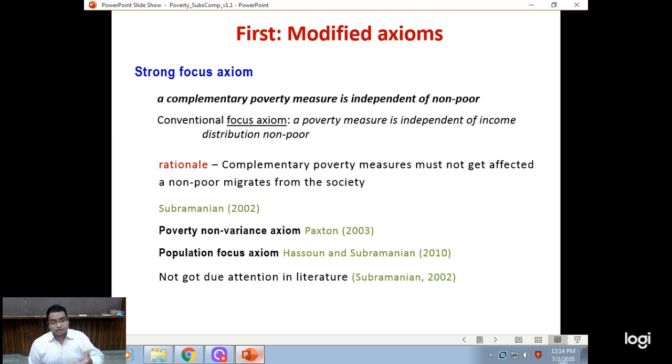To my knowledge, this axiom was first reported by Subramanian in one of his papers in 2002, and it has a different name in Paxton's work. It is called the poverty non-variance axiom. Hasan and Subramanian in a 2010 paper reported this as the population focus axiom. But the authors have also mentioned that it has not got the due attention.